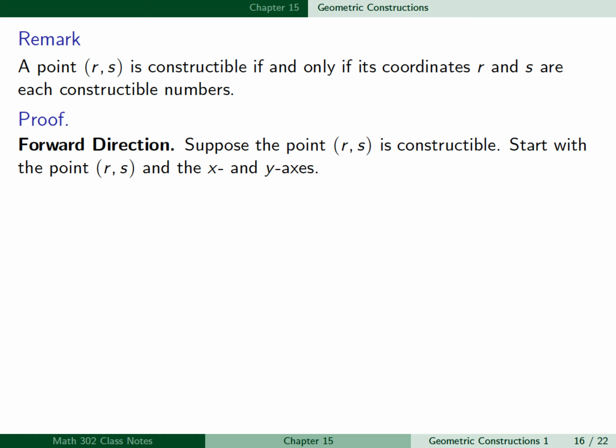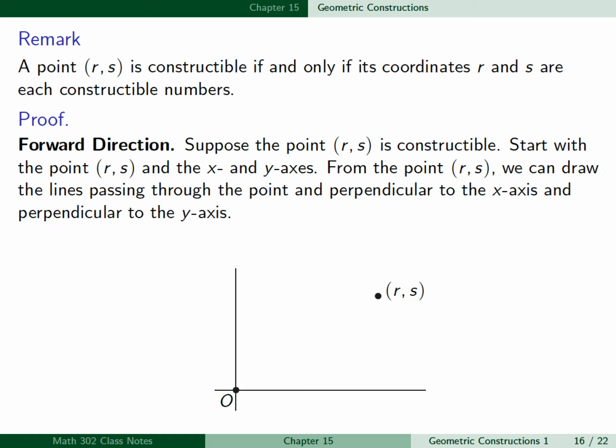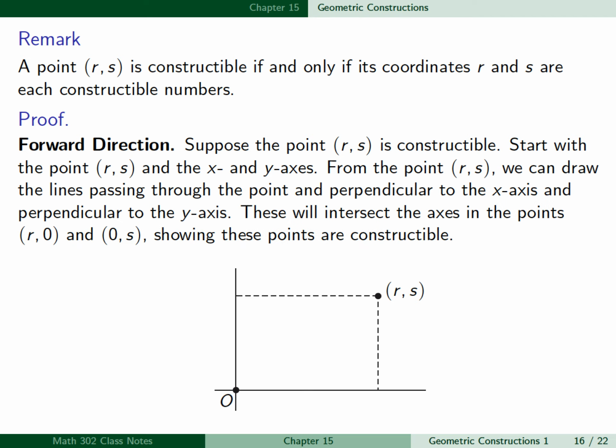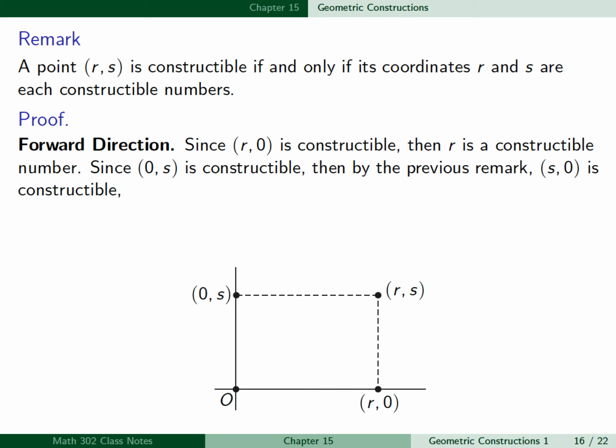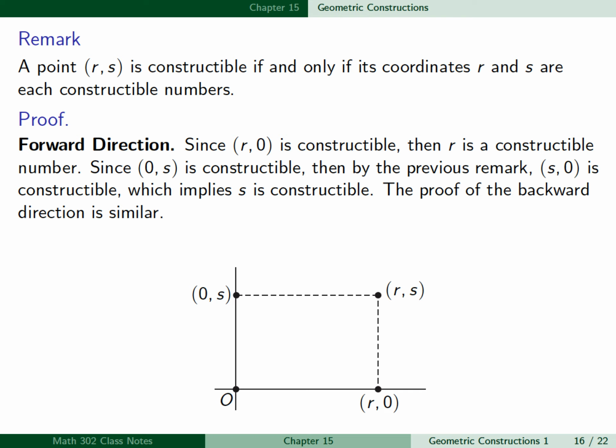So we'll start with the point (r, s) and the x and y axes. From the point (r, s), we can draw the lines passing through the point and perpendicular to the x-axis and perpendicular to the y-axis. These will intersect the axes in the points (r, 0) and (0, s), showing these points are constructible. And since (r, 0) is constructible, then by definition r is a constructible number. And since (0, s) is constructible, then by the previous remark (s, 0) is constructible, which implies s is constructible. And the proof of the backward direction will be similar.